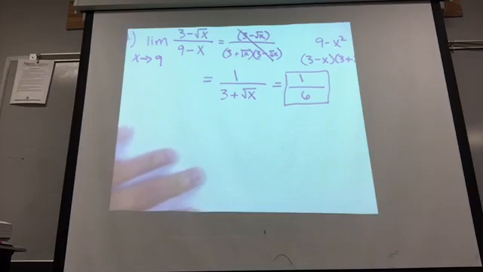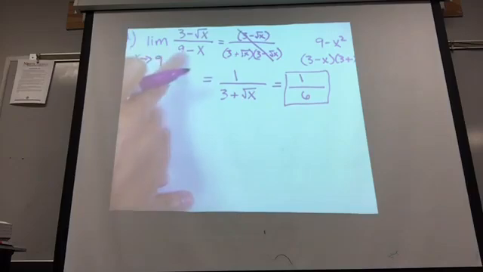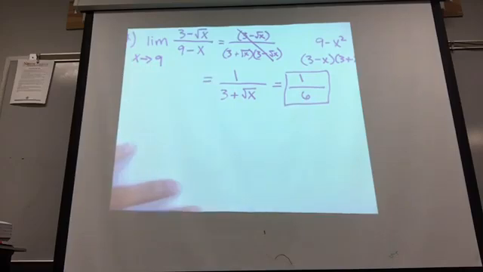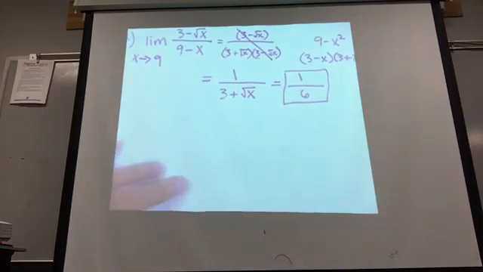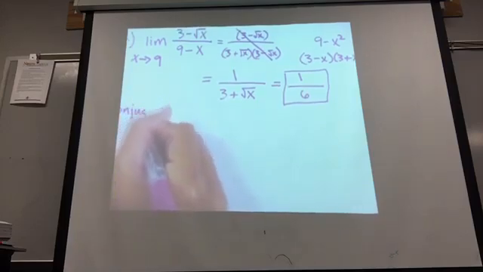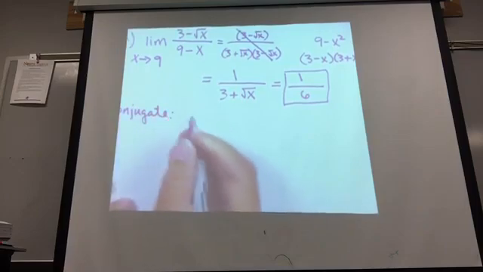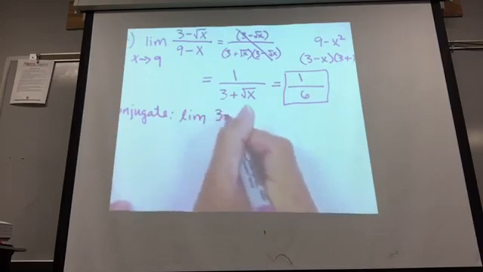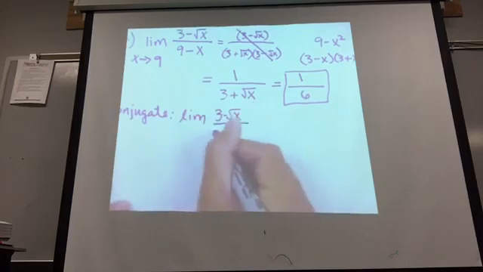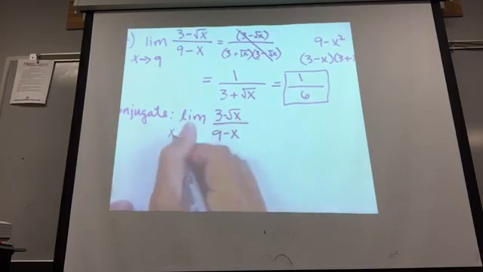So that's a method by factoring. If I had not recognized that I could factor 9 minus x, and the reason why I did recognize it is because 9 is a perfect square and there's a minus sign. So I can factor it like the difference of two squares. But if I didn't recognize that, I could use the conjugate. So we'll go ahead and work that method out. So I have the limit of 3 minus the square root of x over 9 minus x as x approaches 9.